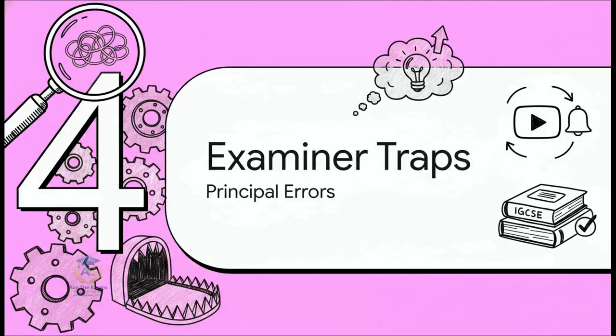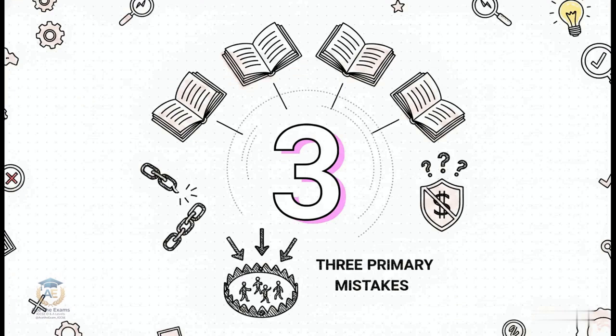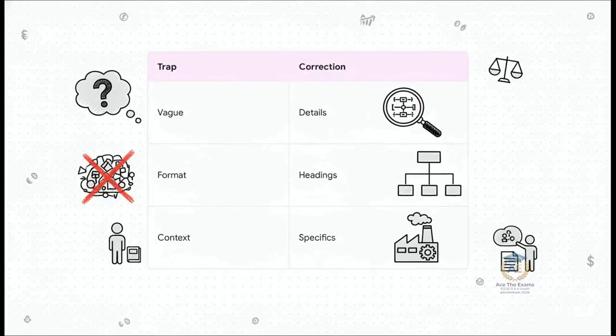This brings us to a really important part. Section 4. Avoiding examiner traps. According to the principal examiner reports, there are exactly 3 primary recurring mistakes. 3 massive traps that cost candidates easy marks year after year when dealing with adjustments to financial statements. The examiners deliberately lay these out in complex scenarios, so let's break them down right now so you don't fall for them. So the crucial point here is how we strategically correct these traps.